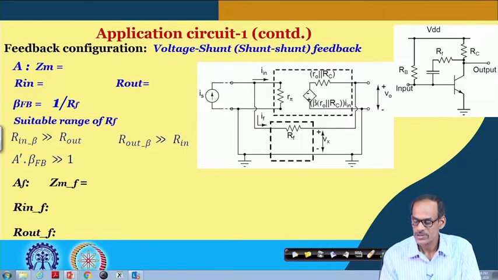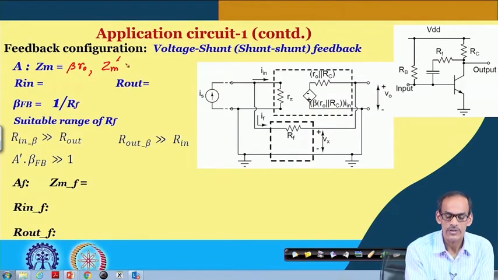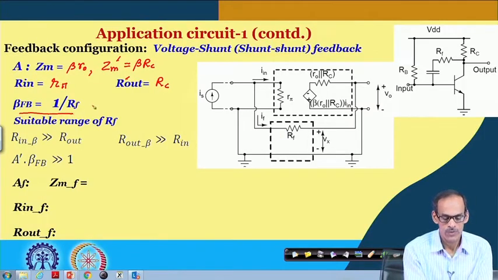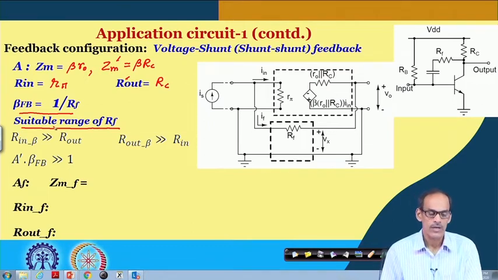So far what I said is Zm was beta into Ro, but more important is that Zm dash is approximately equal to beta into Rc, and R out dash is Rc, R in is R pi, beta Fb is 1 by Rf, and then next, as I said, we need to find the suitable range of this Rf.